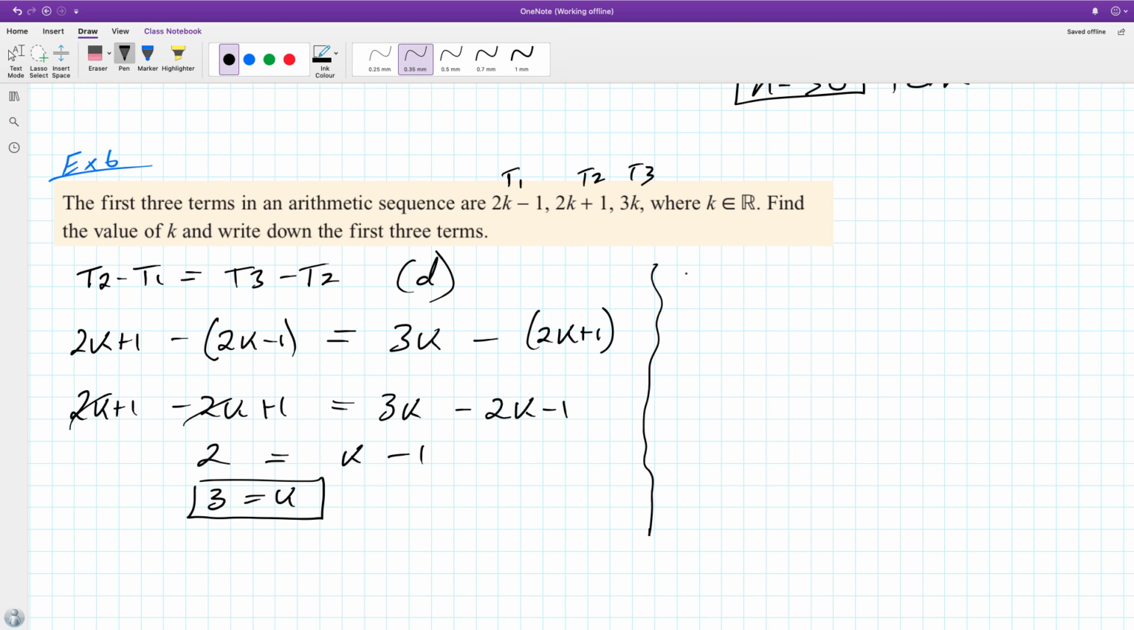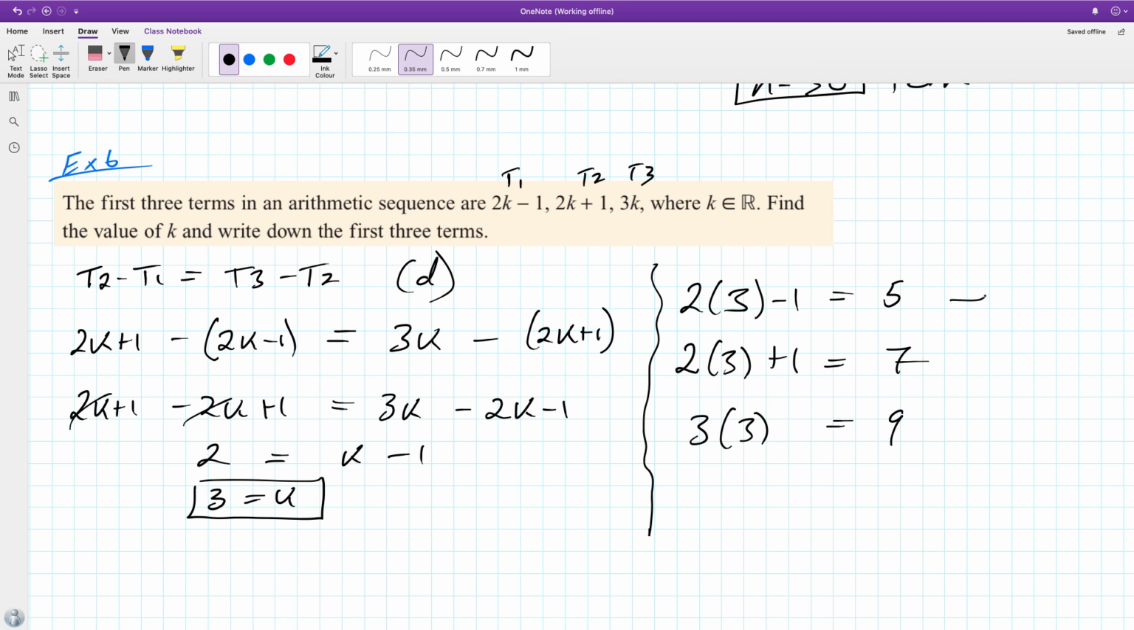Right, if k is 3, 2 times 3 minus 1 gives the first term. 2 times 3 is 6, minus 1 is 5. Term 2: 2 times 3 plus 1 is 6 plus 1 is 7. 3 times 3 is 9. And we can see it's an arithmetic sequence. Why? It's going up by what each time? 2. So we know it's arithmetic. It's going up by 2.